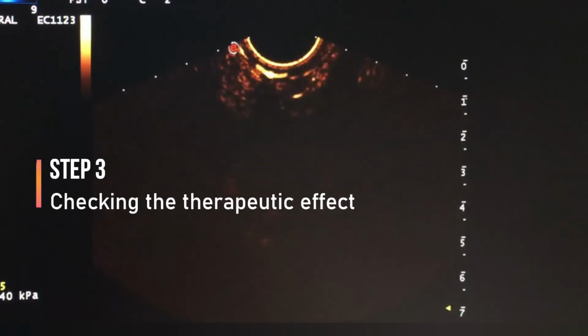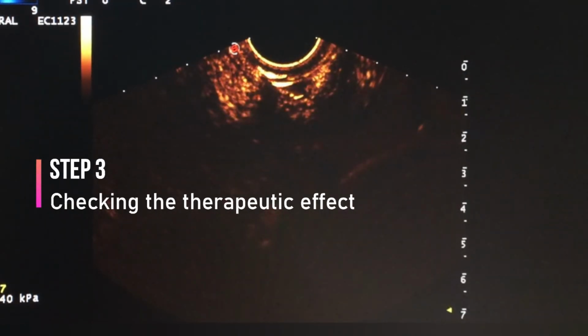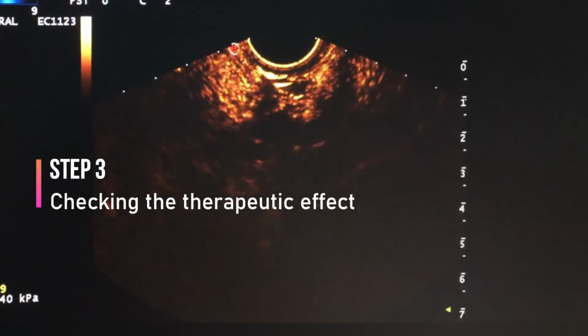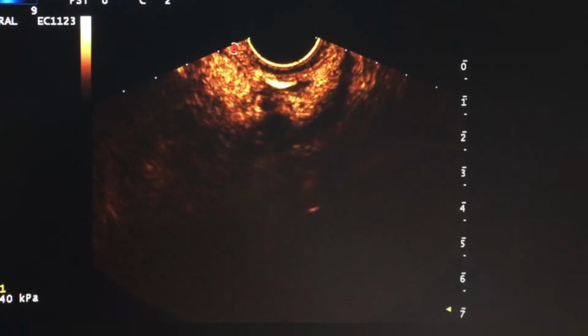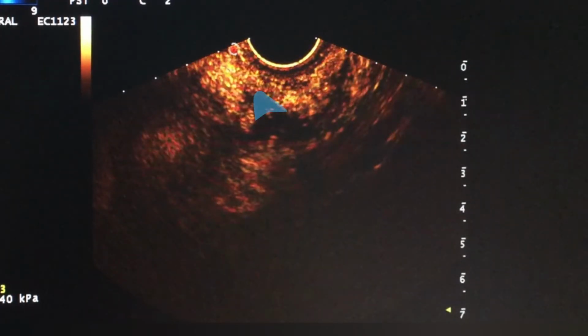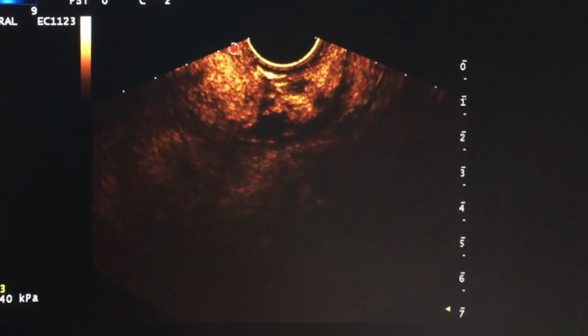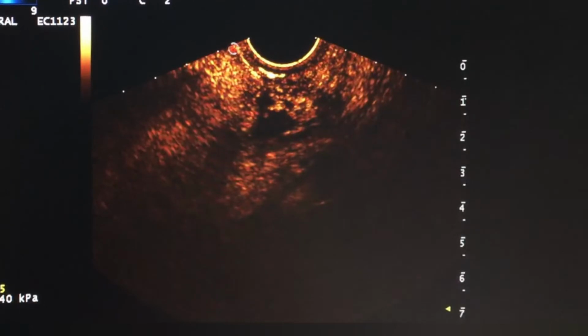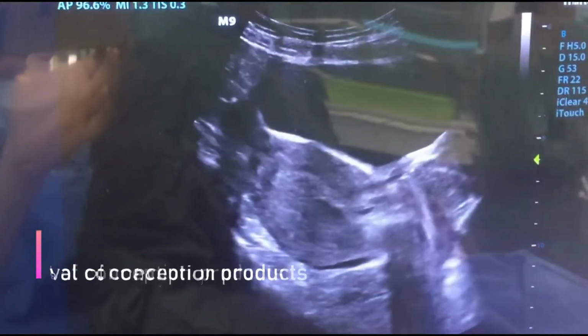Step 3. A repeat contrast-enhanced ultrasound was performed after the sclerosant injection to confirm the therapeutic effect. Regions filled with the sclerosant showed as dark regions on the ultrasonogram. Below such regions, the perfusion of the contrast agent was significantly reduced, thus indicating the successful occlusion of blood flow in the trophoblast.